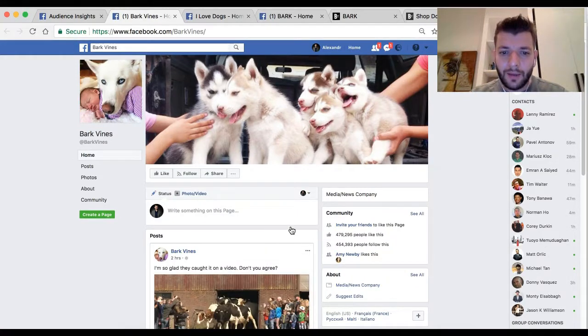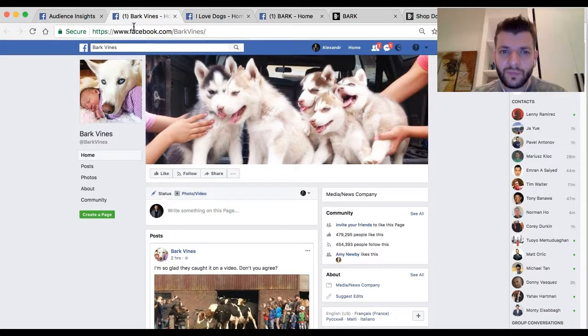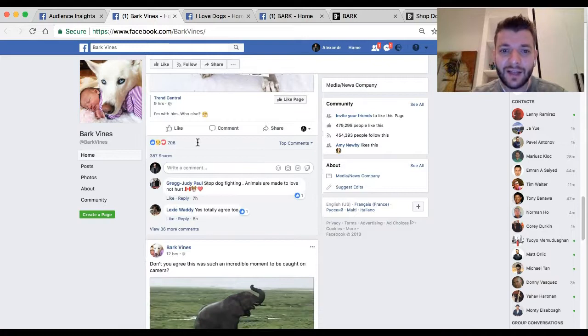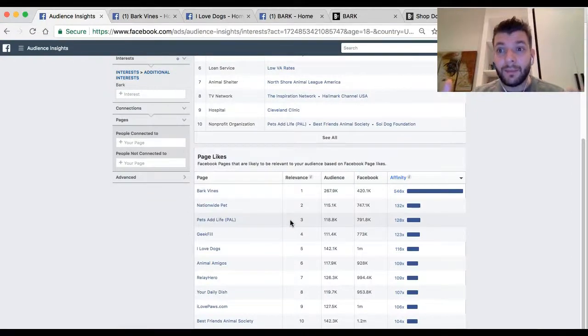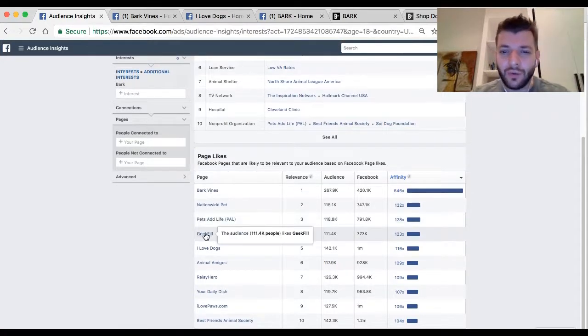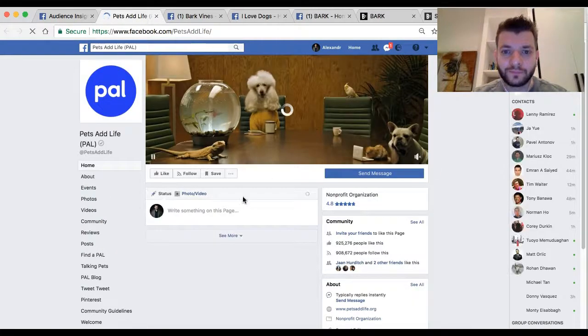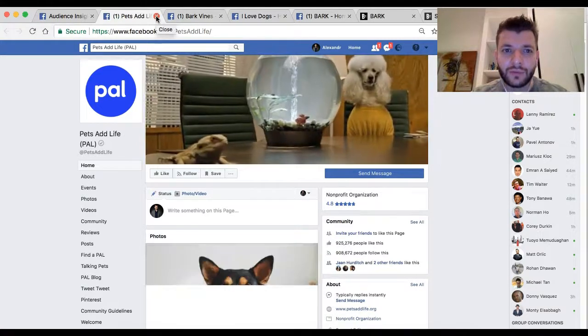And so I don't think that this one is a good targeting option, because they're about dogs and nice dogs and stuff like that, but they're not necessarily selling any products. So people who like this page are not as commercially oriented, people who want to buy products and stuff. So you wouldn't want to target that page for now, at least. So you would go with easy wins, right? So Pets, Ad Life. So this is some nonprofit organization. You wouldn't want to target them.